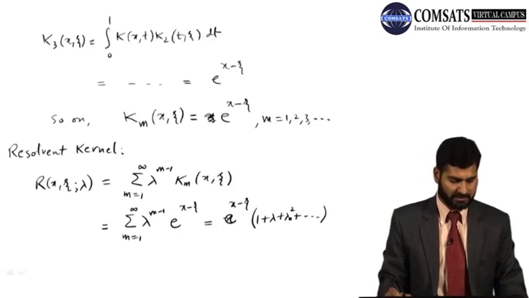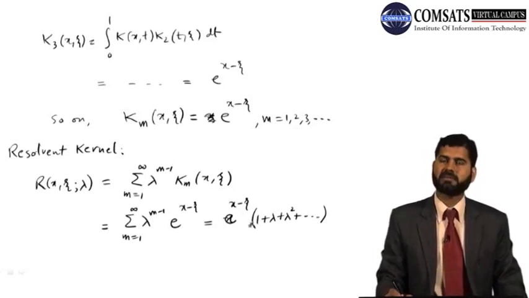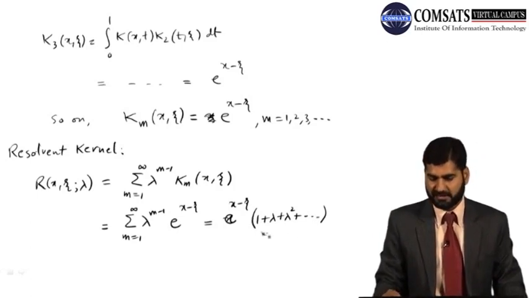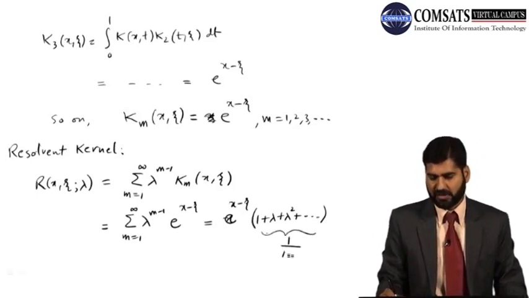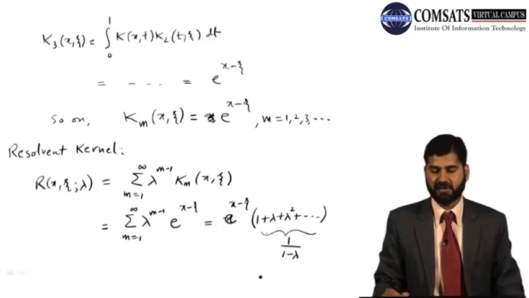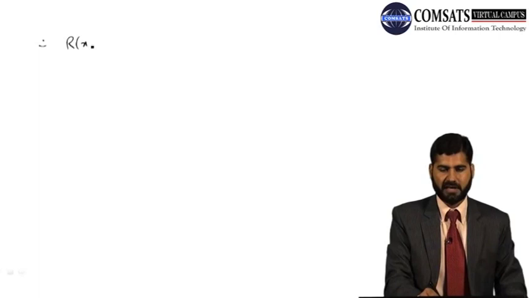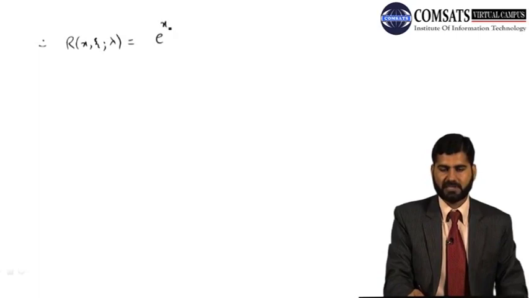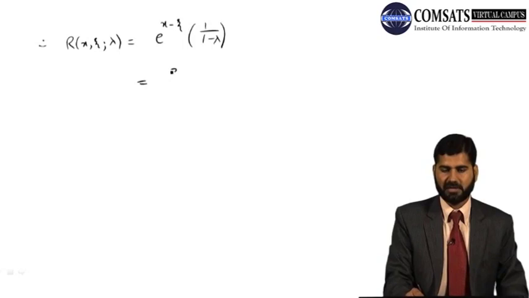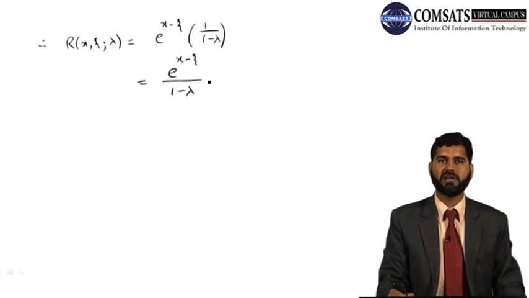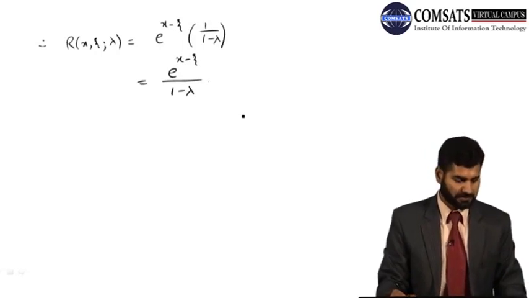So what is this? 1 plus lambda plus lambda square plus so on. This series is 1 over 1 minus lambda. So your resolvent kernel R(x, xi, lambda) has this form: e to the power x minus xi, and the series became 1 over 1 minus lambda. So this is nothing but e to the x minus xi divided by 1 minus lambda. This is your resolvent kernel for the given Fredholm integral equation.